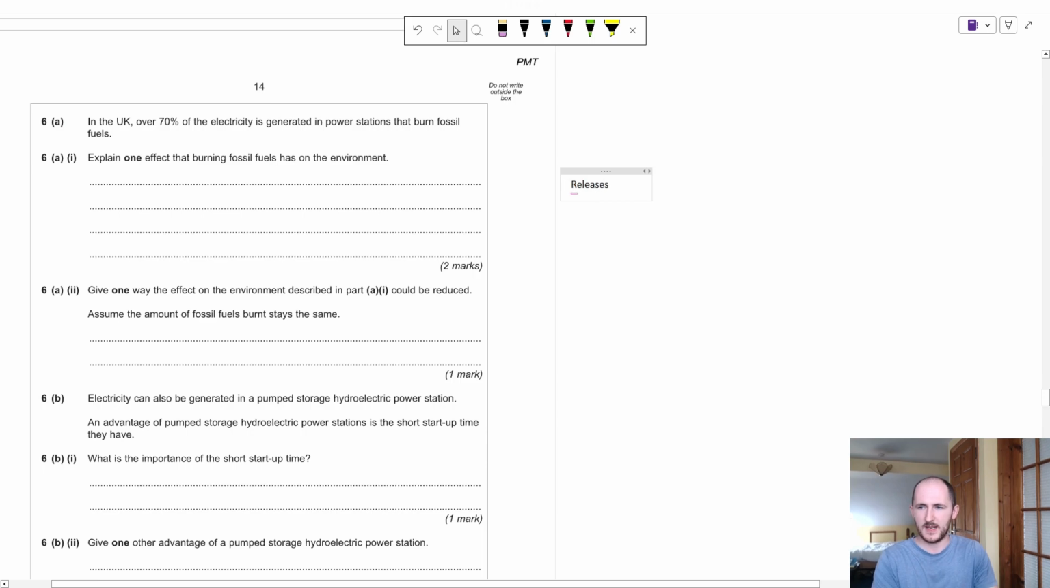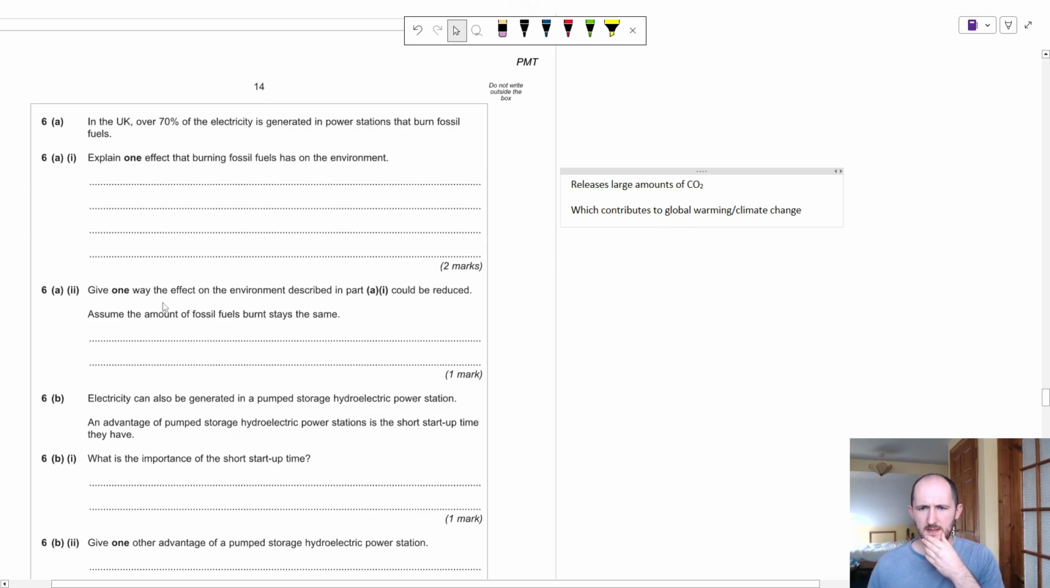Releases large amounts of CO2, which contributes to global warming / climate change. The reason why I write either or, because I think climate change isn't really used anymore. They normally use global warming instead. But back then, both were acceptable.